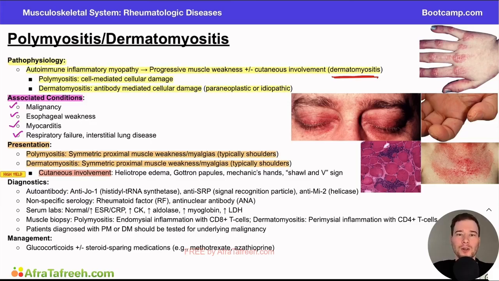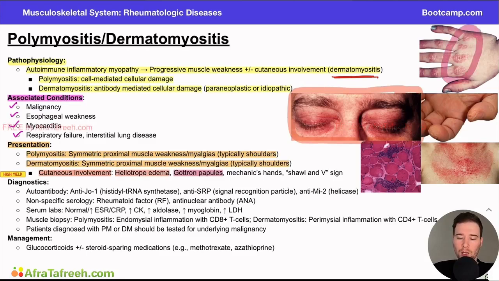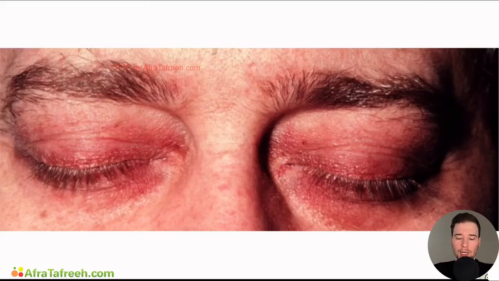So some key physical exam findings they're going to want you to know here, including understanding the images, include the heliotrope edema, which you can see right here, Gottron's papules, which you can see right here, kind of these red portions on the knuckles, mechanic's hands, which you can see right here, look really worn out, as well as this particular type of rash called the shawl and V sign. So let's take a closer look at these images.